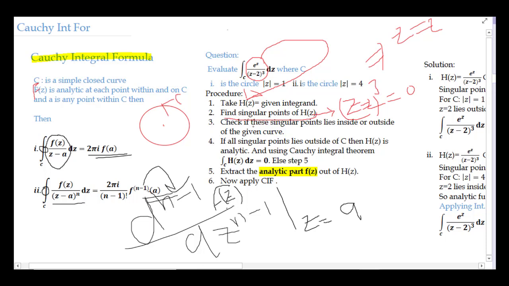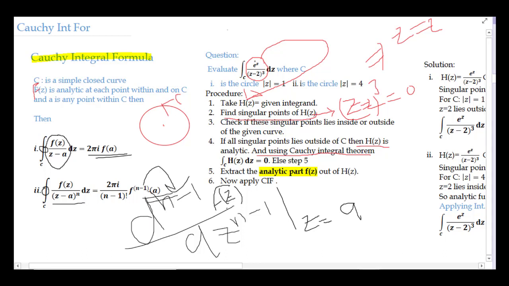Step number three: check if these singular points lie inside or outside of the given curve. If all the singular points lie outside capital C, then the given function is analytic and we can use the Cauchy integral theorem, as we have done in the previous case, and the integral of H(z) dz over C will be 0. If at least one singular point lies inside, we will go for step 5.